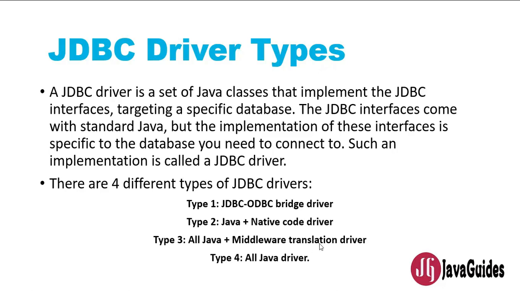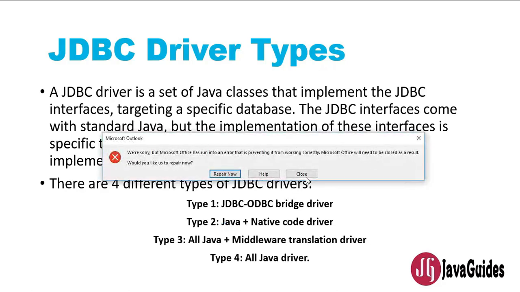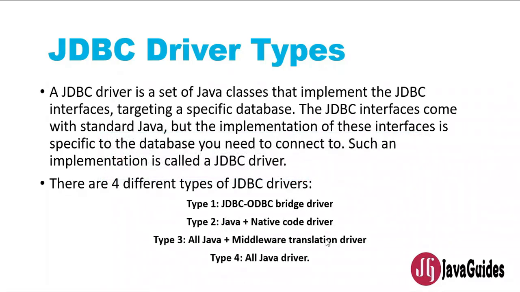Alright, and type 3, all Java middleware translation driver. This type of driver uses a pure Java client and communicates with the middleware server using a database independent protocol. The middleware server then communicates the client's request to the data source. So it does not directly connect to the data source. It uses a database independent protocol.